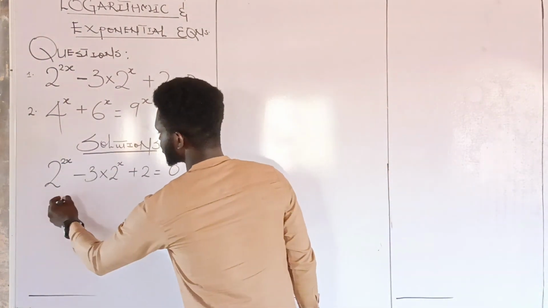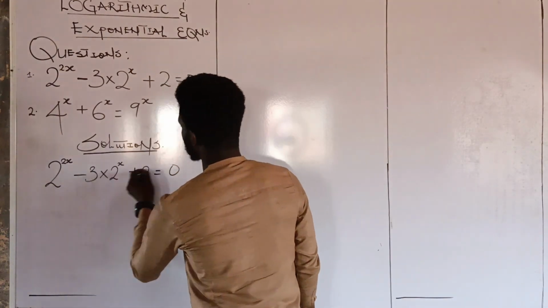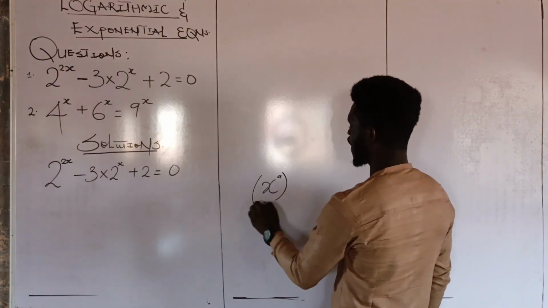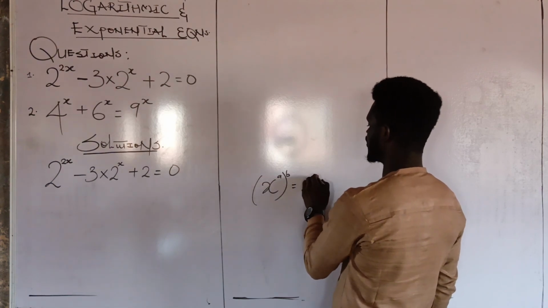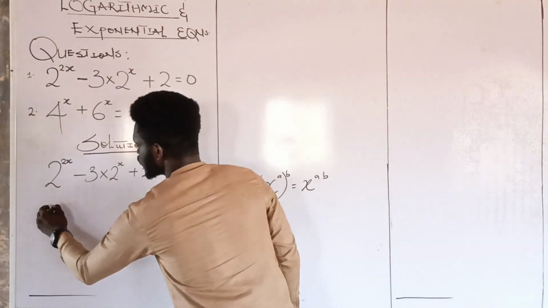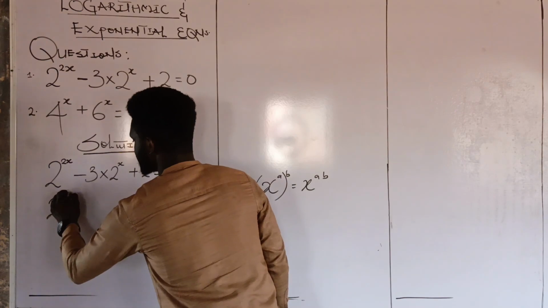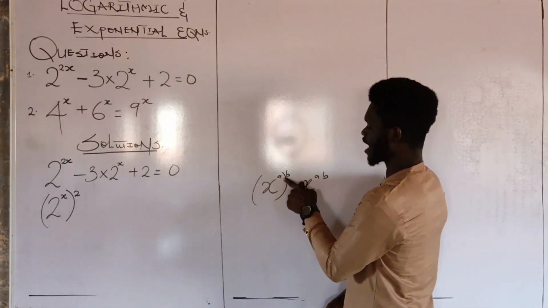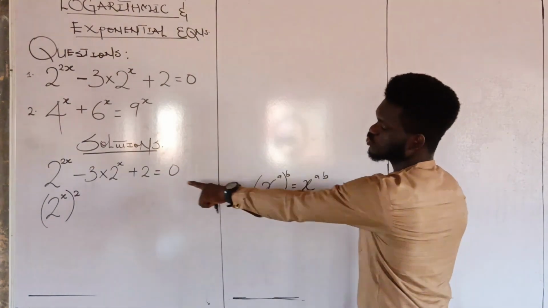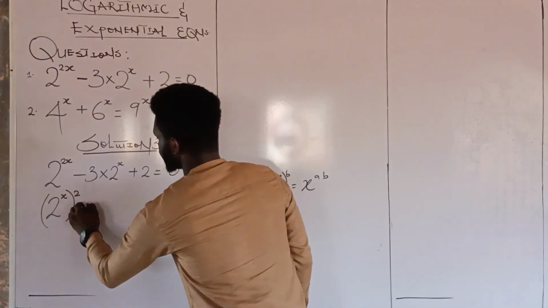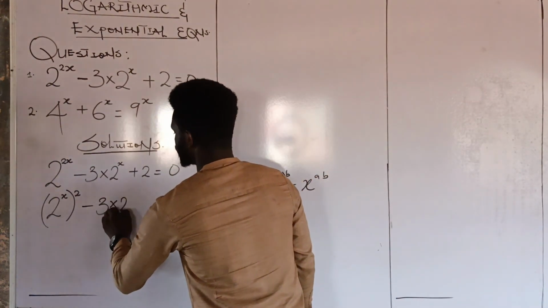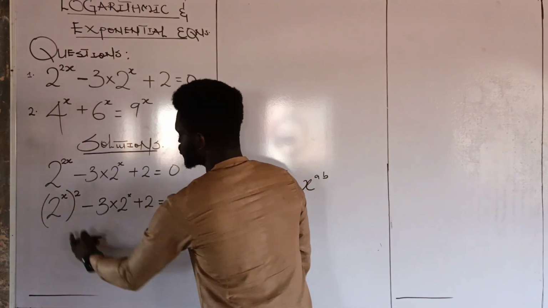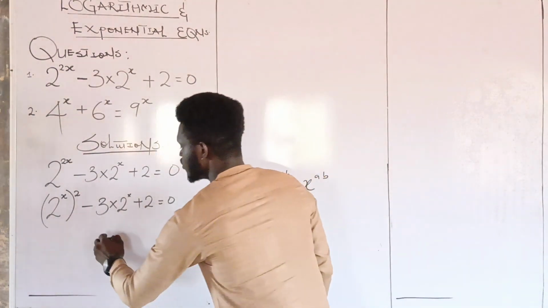From the law of indices, x raised to the power of a, raised to the power of b, is equal to x raised to the power of ab. That's what we're going to do here. So we're going to say (2 raised to the power of x), and we drop the 2 outside, because 2 times x, according to this law, a times b gives ab, so 2 times x gives 2x. The same thing, we're going to say 3 times 2 raised to the power of x, then plus 2 equals 0.